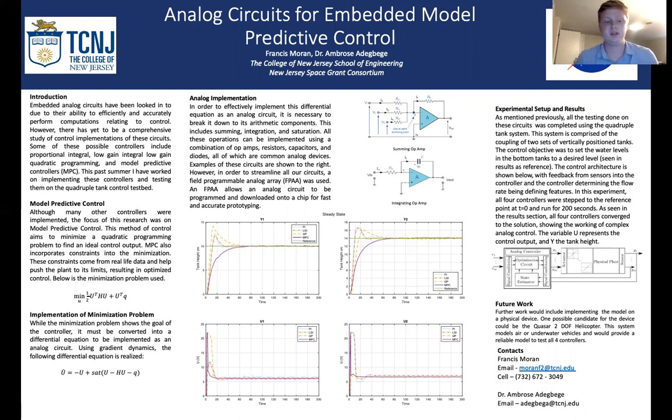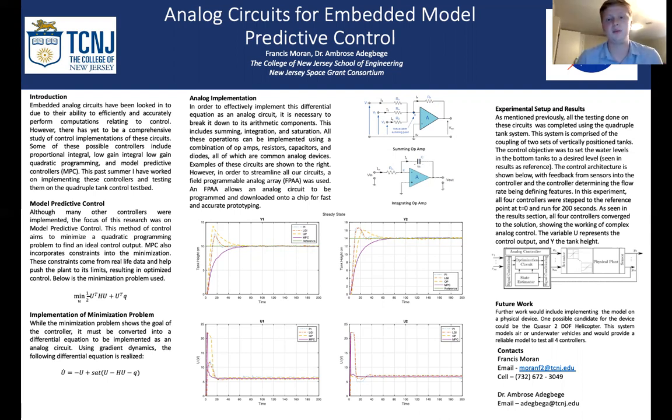In order to implement the minimization problem, we have to convert it to a differential equation. It's implemented as an analog circuit this way using gradient dynamics in the following equation, where u dot equals negative u plus a saturation of u minus Hu minus q.